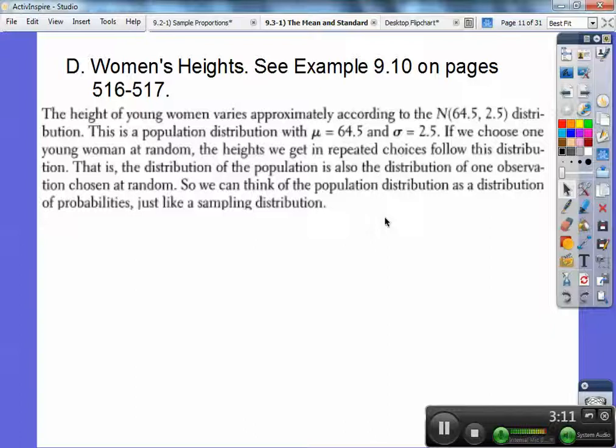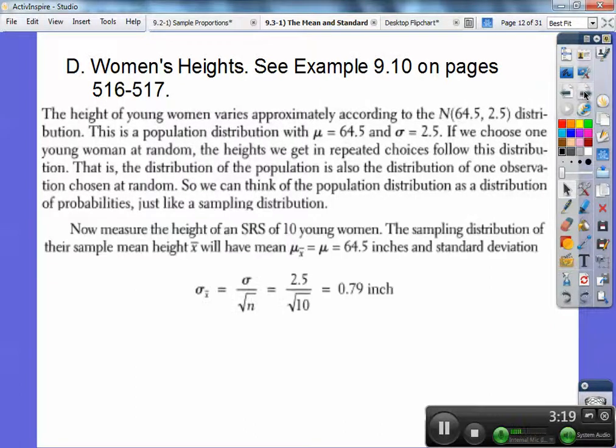So we can think of the population distribution as the distribution of probabilities, just like in a sampling distribution. Are some of you guys going blah, blah, blah, blah, blah? Yes, you are. I can see you smiling.